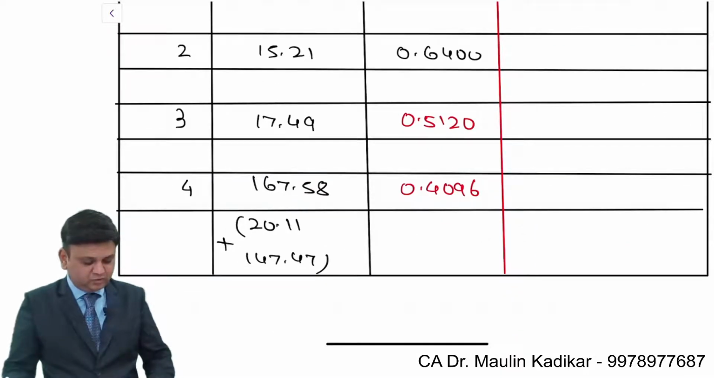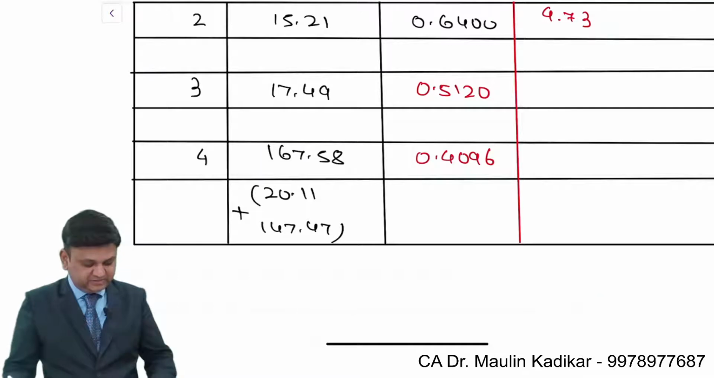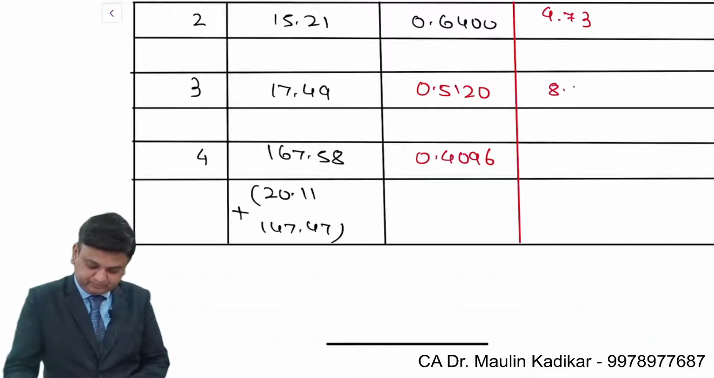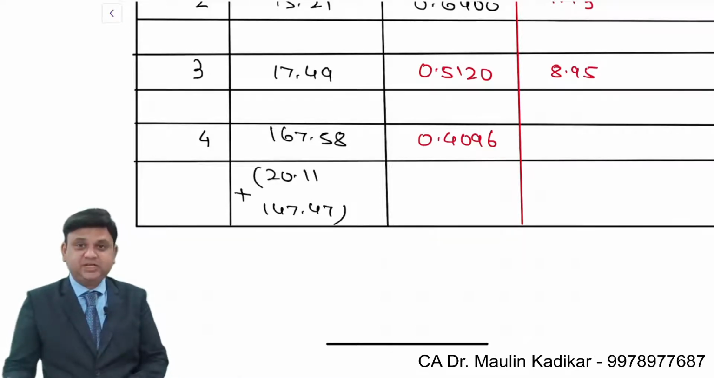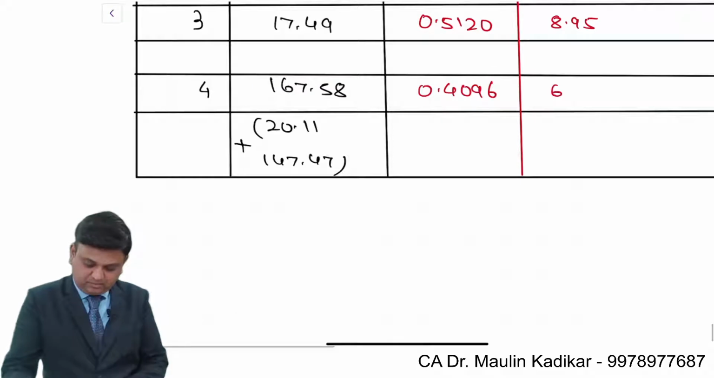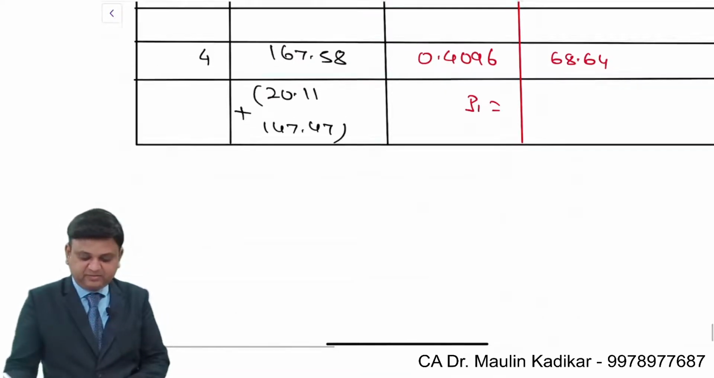Second year: 15.21 into 0.64, that is 9.73. 17.49 into 0.512, that is 8.95. 167.58 into 0.4096, that is 68.64. And that is the way the P1 will be calculated.